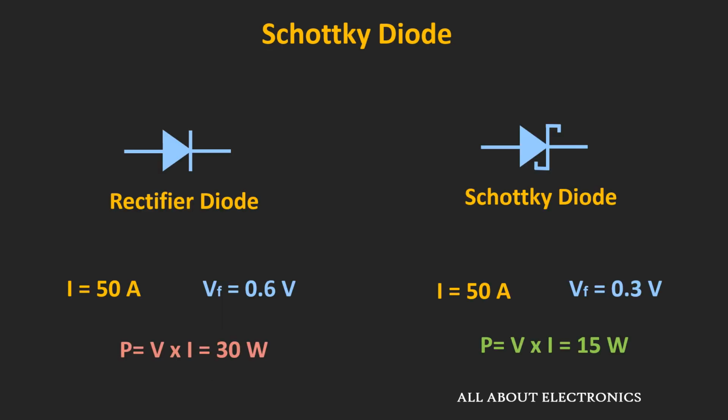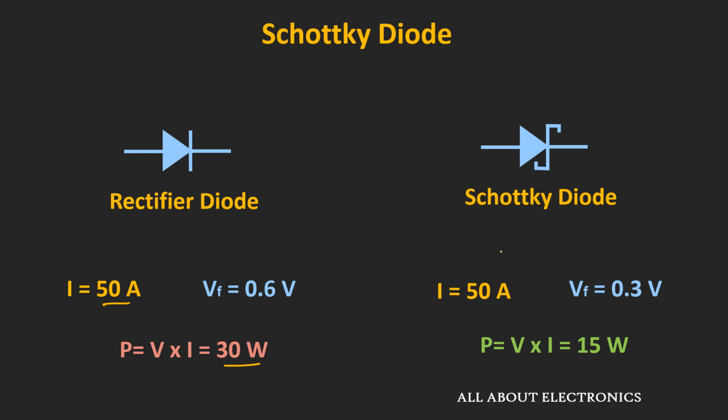So let's say we have one rectifier diode and one Schottky diode, and the forward voltage drop of these two diodes are 0.6 volt and 0.3 volt respectively. And let's say the current which is flowing through these two diodes is 50 ampere. So in case of the rectifier diode, the total power which is getting dissipated across the diode will be equal to 50 ampere times 0.6 volt, that is equal to 30 watt.